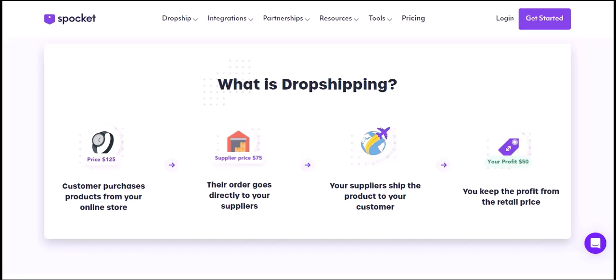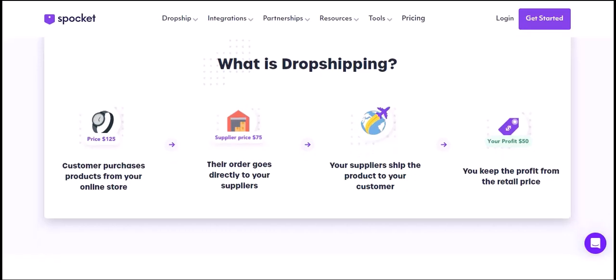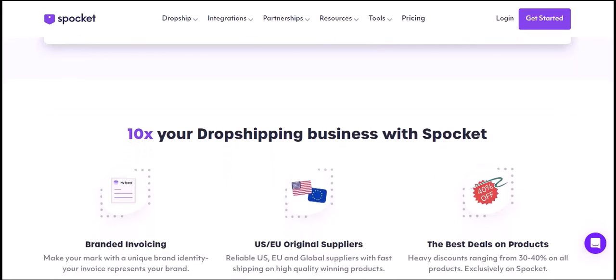Ultimately, the best way to decide is to try both platforms and see which one works best for your business. Consider factors like product availability, pricing, shipping times, and customer support when making your decision.